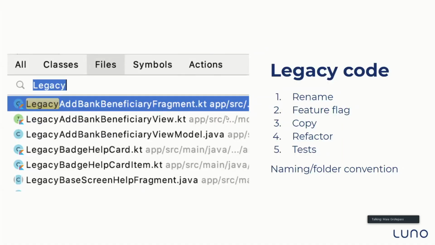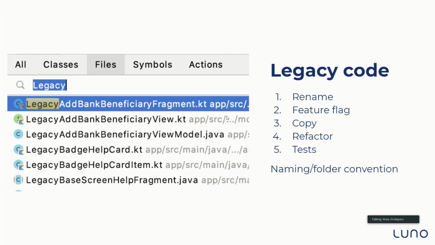The next thing is if you're trying to convert a piece of legacy code into a new format. So my first suggestion is to break this up into many steps. And the little recipe is like this. First, you take the class, say it's the add bank beneficiary fragment that you want to convert. You rename it to call it legacy, and you commit that change so that you can keep the history of the fragment. Then you add a feature flag into the code.